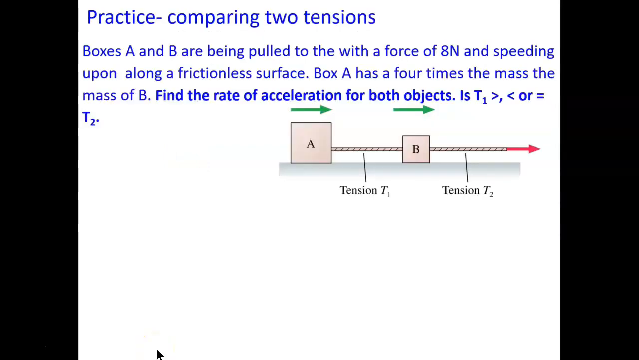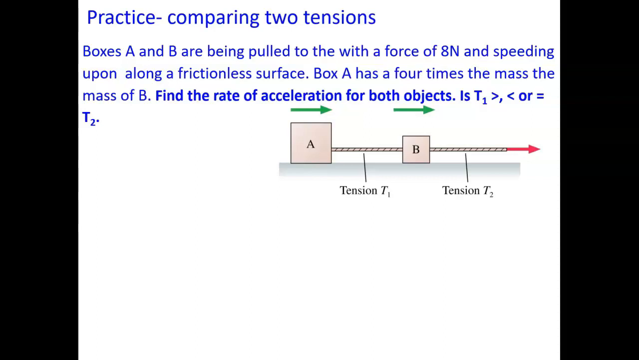So here we have a practice problem. We have box A, which is 4 times the mass of box B. Both are being pulled to the right by a string, T2, with a force of 8 newtons, and it's speeding up along a frictionless surface while moving to the right. We were asked to find the acceleration for both objects and also compare the tension in rope 1 to the tension in rope 2.